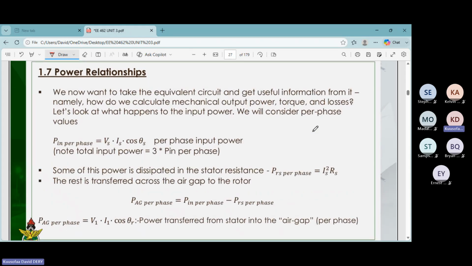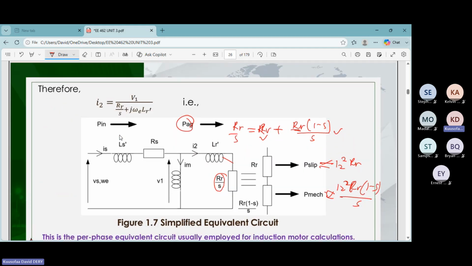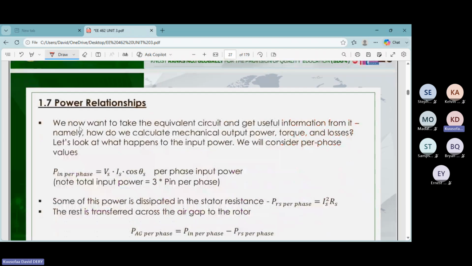So we now want to look at the power relationships. The input power we know already. Since this diagram is per phase, everything you calculate here is per phase. So you can convert it to three-phase by multiplying each of them by 3. So this power is per phase, and if you want the three-phase value, multiply by 3, right? We now want to take the equivalent circuit and get useful information from it, namely how do we calculate mechanical output, torque, and losses, and we'll look at that.